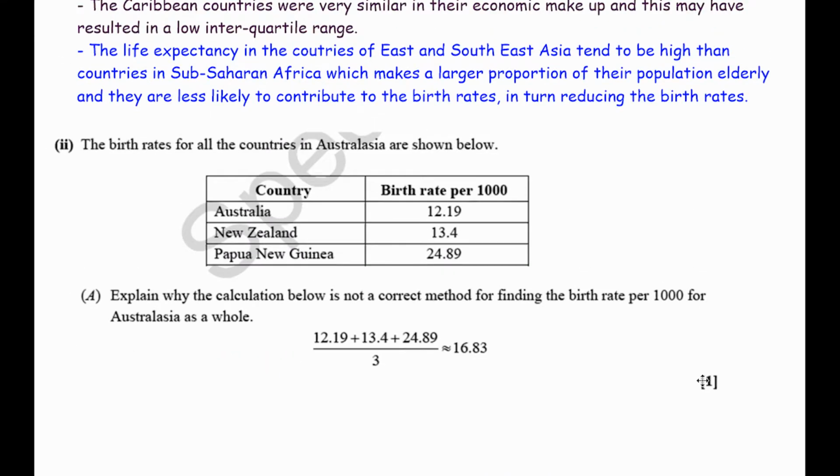So the birth rates of all the countries in Australasia are shown below. So the three countries, Australia, New Zealand, Papua New Guinea. Explain why the calculation below is not a correct method to find the birth rate per thousand for Australasia as a whole. Okay, this calculation actually assumes that the population in each of these countries would be the same. If that was a fact, then we could do the calculation as said, but some countries actually have a much bigger population than others. Australia has a huge population in comparison to New Zealand or Papua New Guinea. So we do need to take into account the size of population from which this calculation came from.